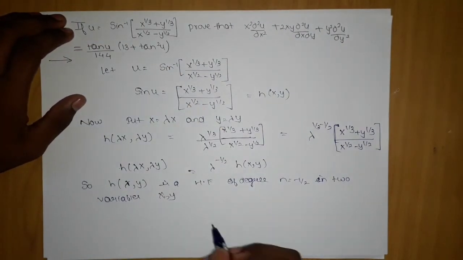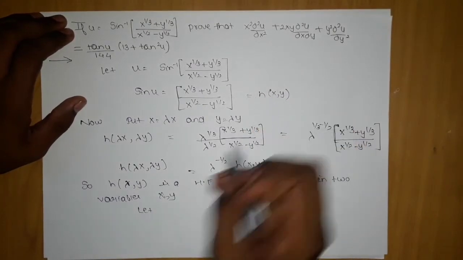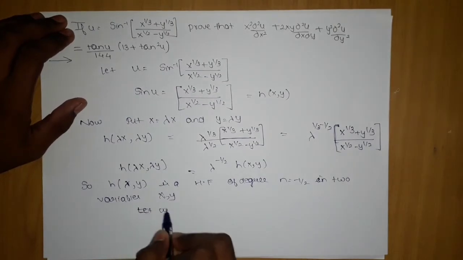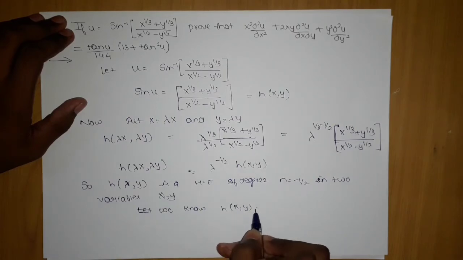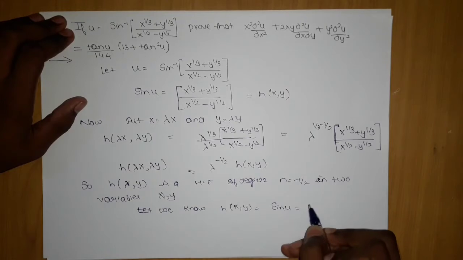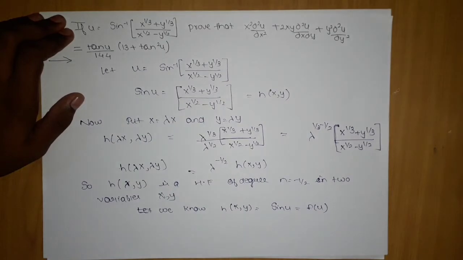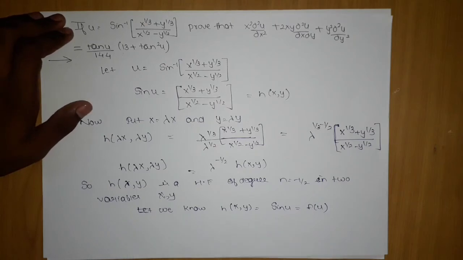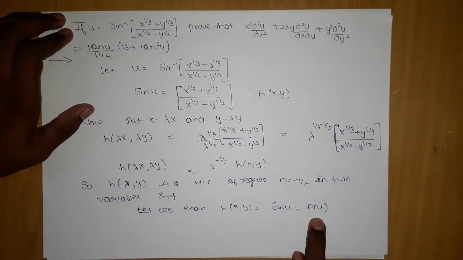Now you know that h of x comma y equals sin u, which equals f of u. Here all three of them are equal, right? So this is homogeneous, so this will also be homogeneous. Now we know that all the things equal n times f of u upon f dash u. So I need to get my f of u, so we will equate this to sin u and call it f of u.